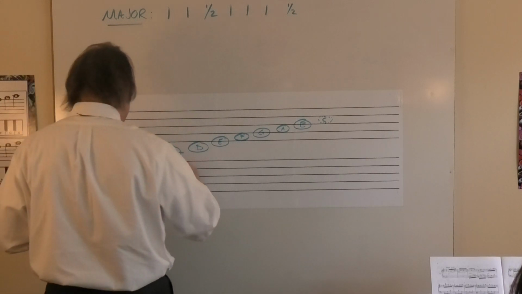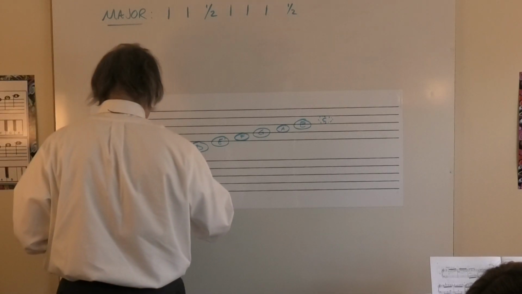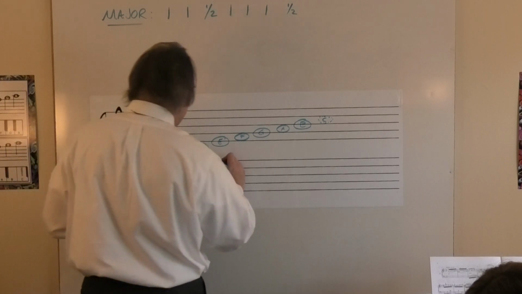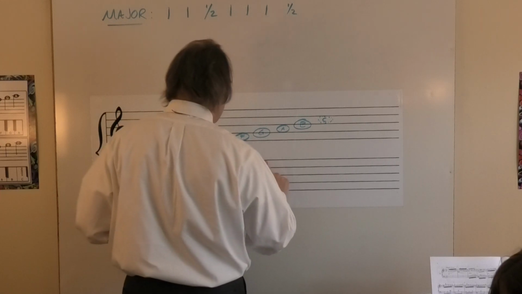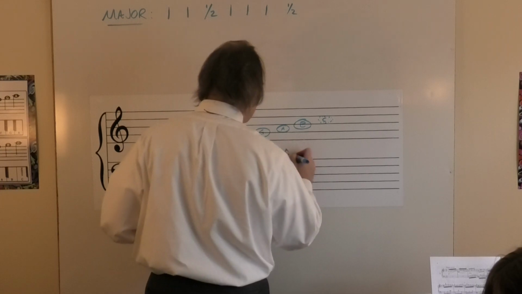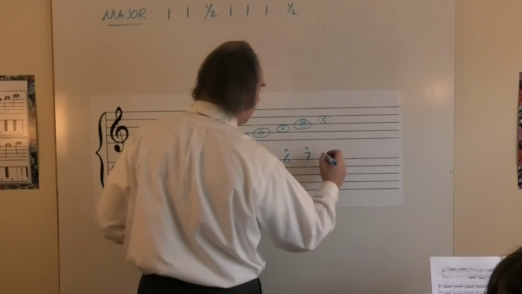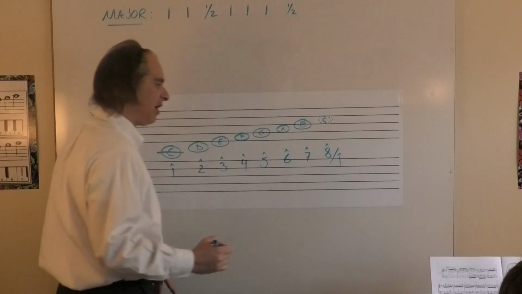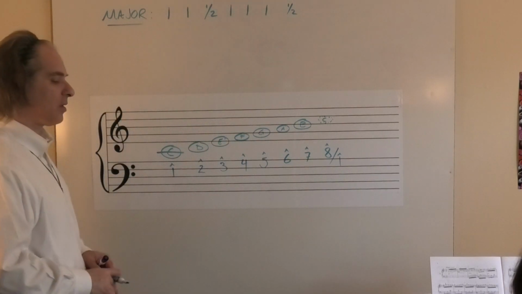This is going to be scale degree 1. D will be scale degree 2. E will be scale degree 3. F will be scale degree 4. G will be scale degree 5. A will be scale degree 6. B will be scale degree 7. And C will be scale degree 8, which is really scale degree 1, because we already had C. Play a C scale for us, please.